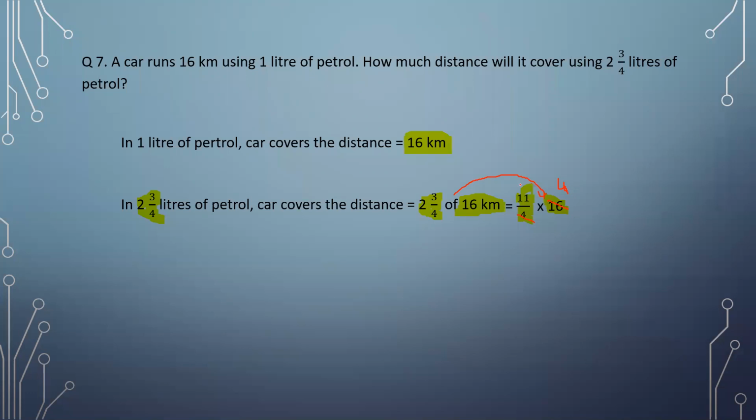So here the remaining numbers are 11 and 4. So we are going to perform that multiplication. 11 into 4 will be 44 kilometer. So therefore the car will cover a total distance of 44 kilometer in 2 3 by 4 liters of petrol. That means in 2 3 by 4 liters of petrol, the car is going to cover a distance of 44 kilometer.